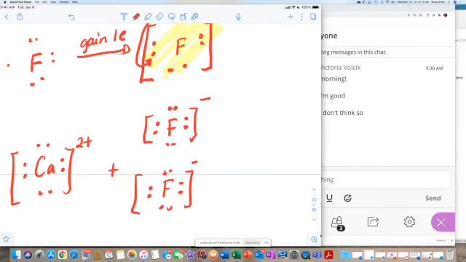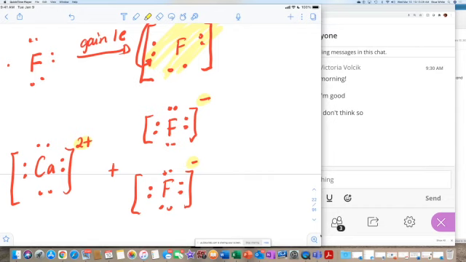Now, remember they did this to be stable. So they should be stable, right? And they should not want to react with each other because remember, noble gas elements don't want to react with other elements. But here's what happened in the process, though. They got negative charges here, and there's the opposite charge, the positive charge here.